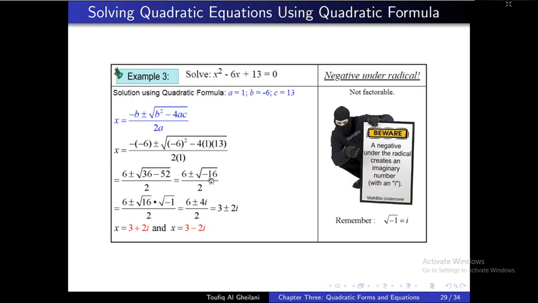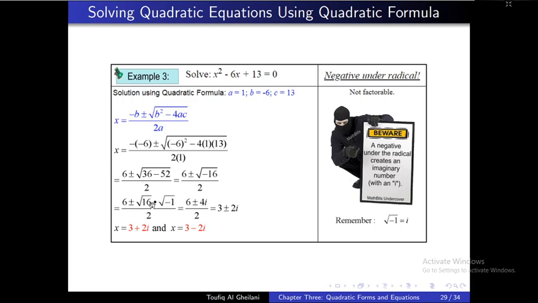So we have 6 positive or negative, square root of minus 16. How come minus 16? Because 36 minus 52 gives me minus 16, divided by 2. So 6 plus or negative the square root of minus 16 is equal to the square root of 16 times the square root of minus 1, and I know the square root of minus 1 is equal to i.